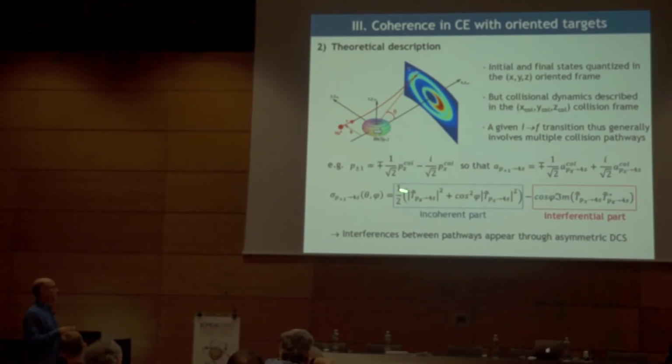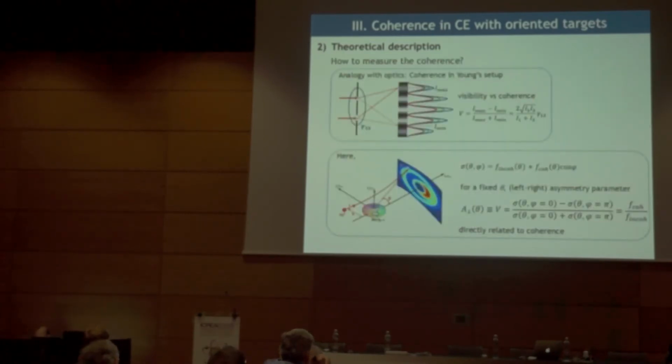by two parts. The first one, which I name the incoherent part, in terms of non-interacting pathways, PZ and PX to 4S. And a second part, which involves products of T amplitudes. So this is an interferential part. And we can see that within this interferential part, we have a cosine of phi term, and this term ensures the asymmetry in the transit direction of the DCS.